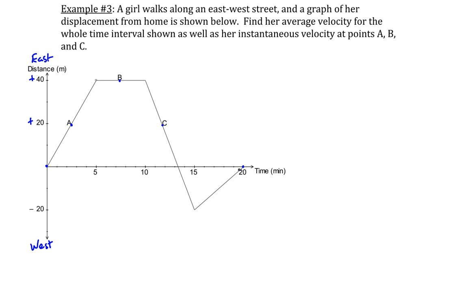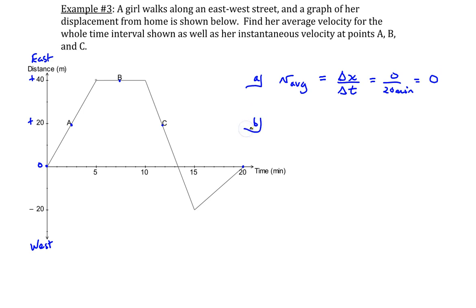Okay, let's start off with finding the average velocity. We'll call that part A. The average velocity is defined as the total displacement divided by the time interval. If you look at this, she starts here at the origin, 0, and then she ends at the origin. Although she walked away and then walked in the negative direction, her final position is exactly the same. So there is no displacement over the 20-minute period. Therefore, her average velocity is 0. That's for the whole trip.